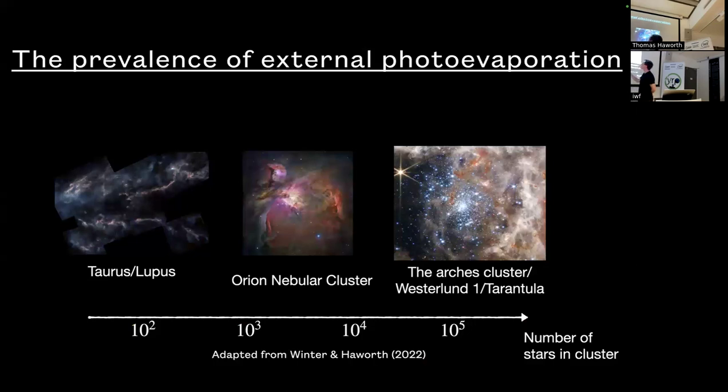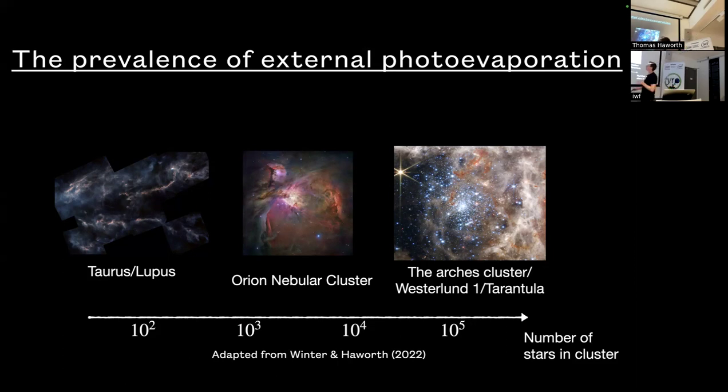Now, those beautiful teardrop-shaped evaporating disks are in the Orion Nebula cluster. But then we have these much larger clusters, like the Arches, Westerlund 1, and the Tarantula. And so if we want to have a full understanding of how this irradiation operates, we need to understand what happens in different types of environment here.